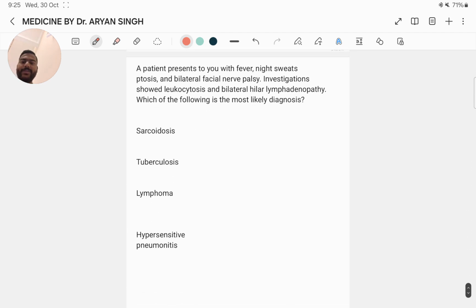Next question. A patient presents to you with fever, night sweats, cough with bilateral facial neuropathy. Investigation showed leukocytosis and bilateral hilar lymphadenopathy. Which of the following is the most likely diagnosis? Here the best answer is sarcoidosis, because the given clinical scenario is suggestive of sarcoidosis.